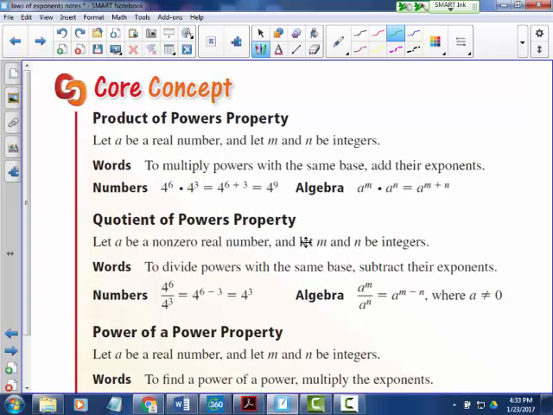Now, this power of a power property, we're not going to actually talk about today, but it was part of the graphic, so I'm just going to leave it there, and we're going to move on.